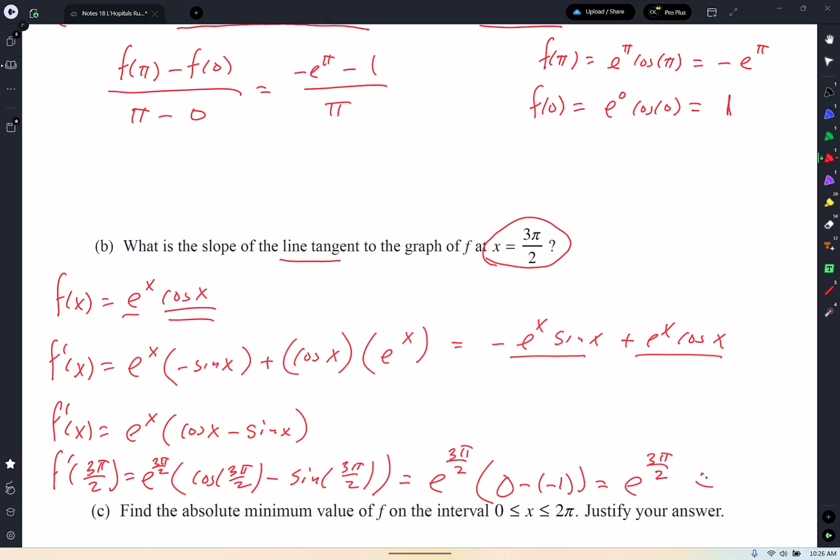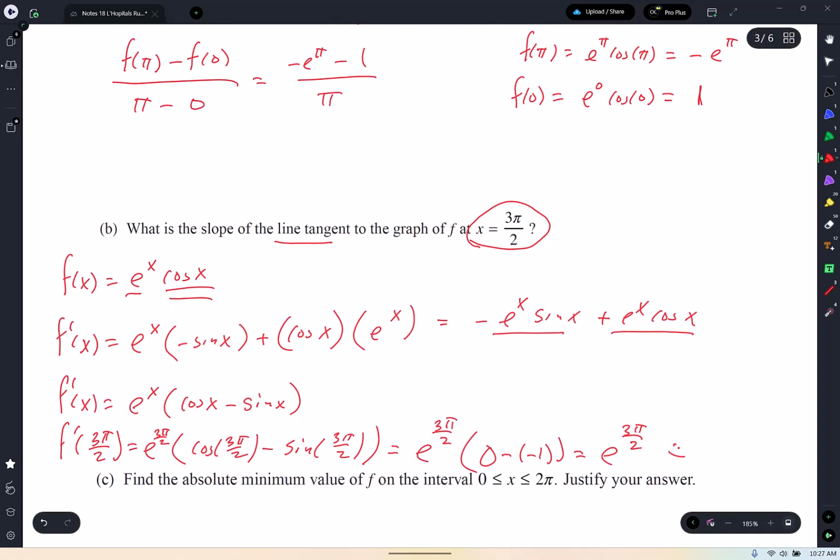See? Ask me, guys. I make mistakes too. Tell me where I went wrong. Cosine of 3 pi over 2 is 0. Sine of 3 pi over 2 is negative 1. Minus a negative 1 turns to a positive. So there it is: e to the 3 pi over 2. Are we okay, guys? All right.